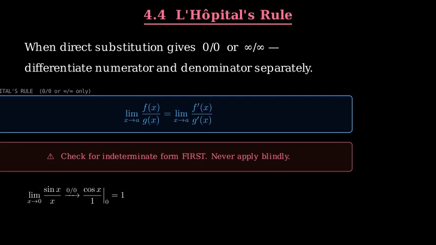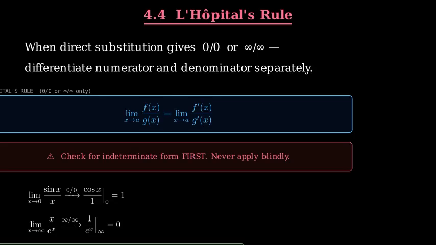For the second derivative test, if f prime of c equals 0 and f double prime of c is greater than 0, then c is a local minimum. If f prime of c equals 0 and f double prime of c is less than 0, then c is a local maximum. An inflection point is where f double prime changes sign, where the concavity changes. Warning: f double prime of c equals 0 is inconclusive. Use the first derivative test instead.